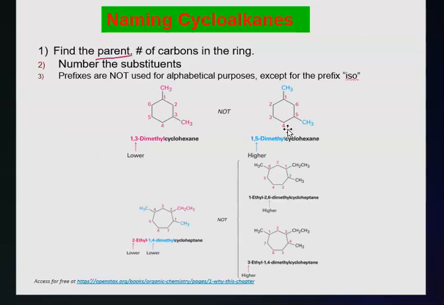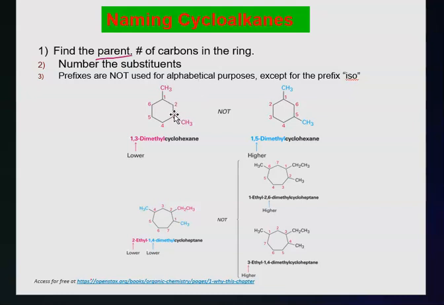So in addition to that, for naming the cycloalkanes, the rules are pretty much the same as we did in the previous chapter. That is, you first find the parent, you count the number of carbon atoms in the ring, and then number the largest substituent. Okay, so if the number of carbon atoms in the ring is equal to or greater than the number in the substituent, then the compound is named as an alkyl-substituted alkane.